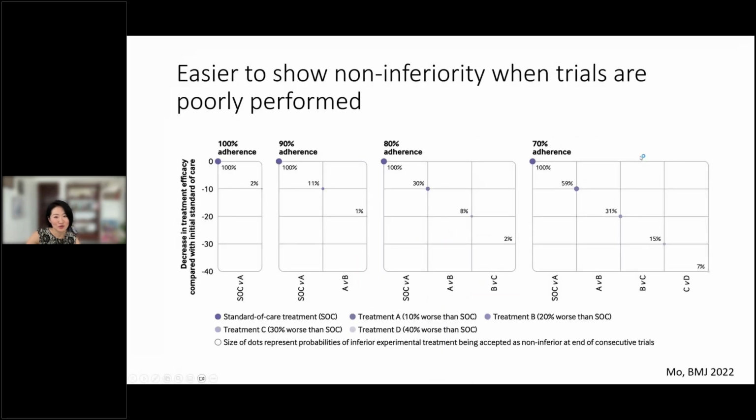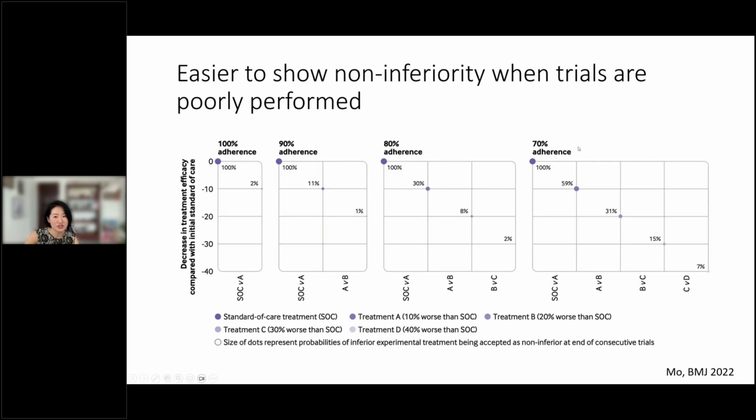It is important to note that when trials are poorly performed, it is easier to show non-inferiority in contrast to superiority. And this graph here illustrates the potential for biocreep, where a series of trials with non-adherence to allocated treatment is being conducted. Where there is poor adherence to allocated treatment, the new treatment may be deemed as not too bad compared to the standard of care. And when the new treatment is accepted as the new standard of care and subsequently compared to the next new treatment, this may create a slippery slope where eventually the standard of care is in fact much worse than the first standard of care we started off with.